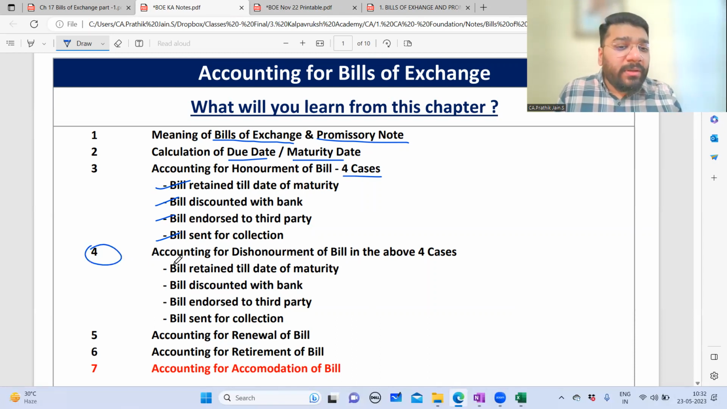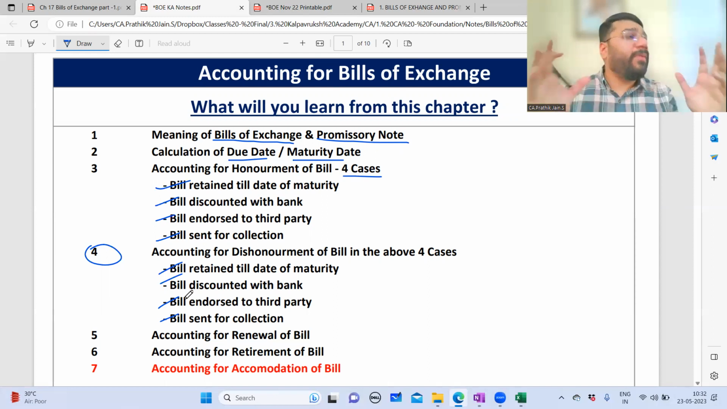Thereafter, for the very same bill, what will happen if the bill is not honored? In other words, if the bill is dishonored, in the same 4 above cases, what would be the accounting treatment for dishonorment? We will also have a look at that. For each scenario, we'll practically try to work out one question to understand the base before we set forward to the tough questions.